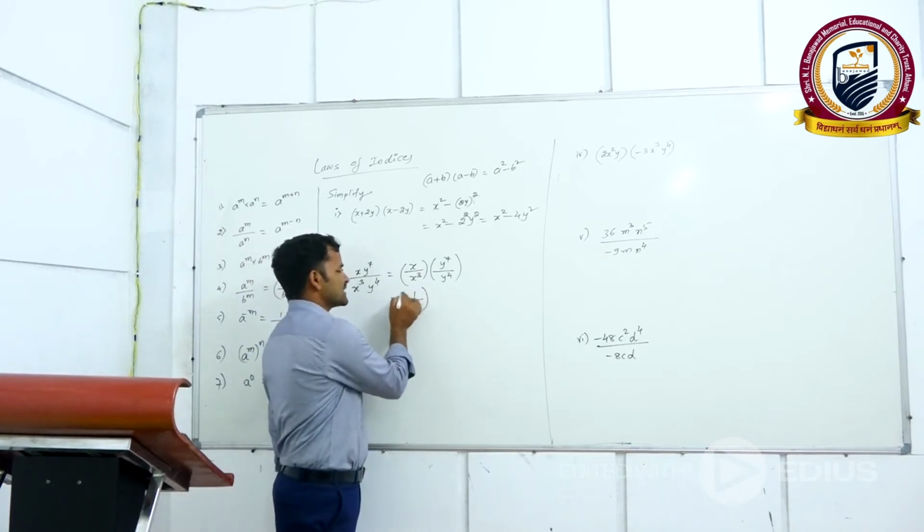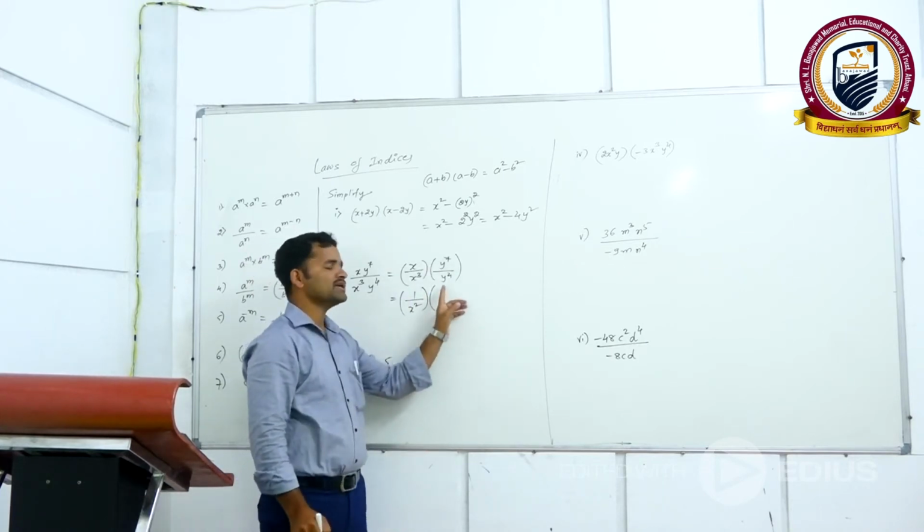Next, second term, look, y raised to 7 by y raised to 4.